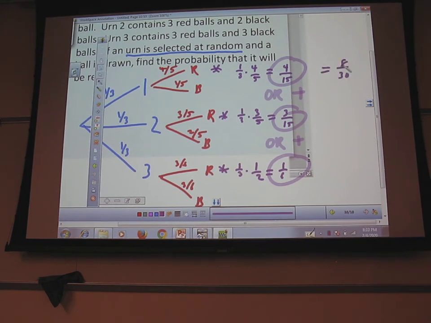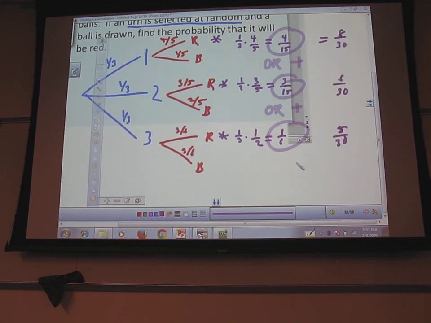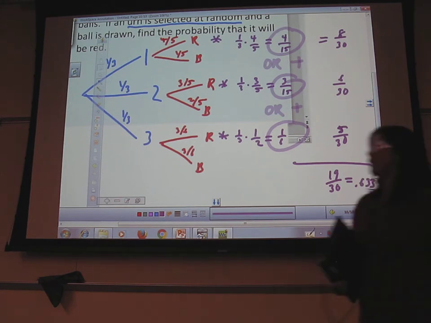8/30ths, 6/30ths, 5/30ths. So if you add those all up, you'll end up with 1419 over 30, which I think someone said last class was 0.6 something. 633? 633. Good. Perfect. All right.